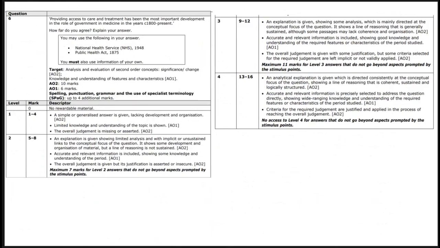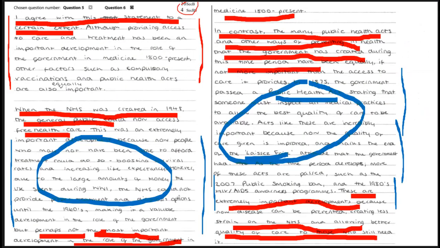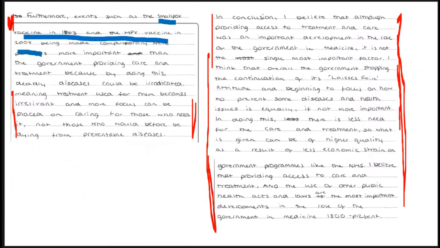So again, if we go back to the mark scheme, it says criteria for the required judgment are justified and applied in the process of reaching an overall judgment. So this answer is considering that the role of government is important in some areas rather than not, and the criteria being applied is the impact that that government is having on the care and treatment or on the prevention of illness and disease.